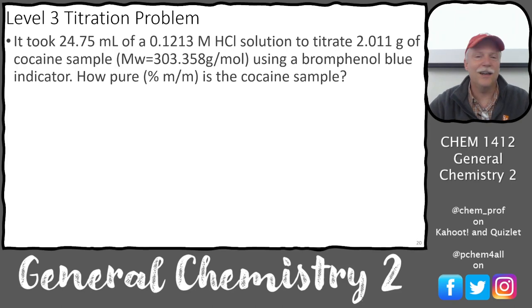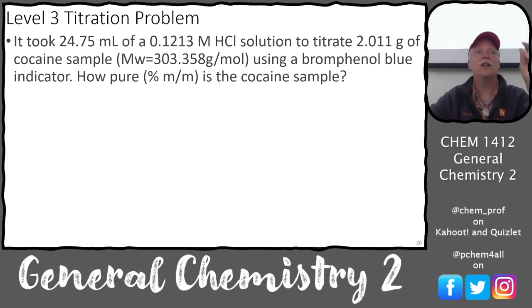And so here's our calculation. We've got 1 minute to go through. I'll talk you through it. You can do the numbers on the video. All right, look at this. We have 24 mils of a known concentration of acid, but we're titrating a two gram sample of cocaine, and it's impure. We use the bromophenol blue indicator. How pure by mass is the cocaine sample? Sounds really complicated. It's not that bad.